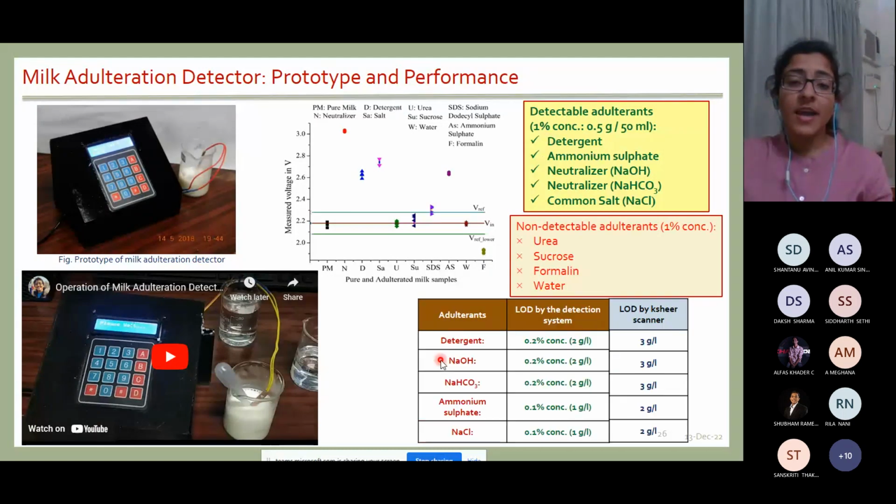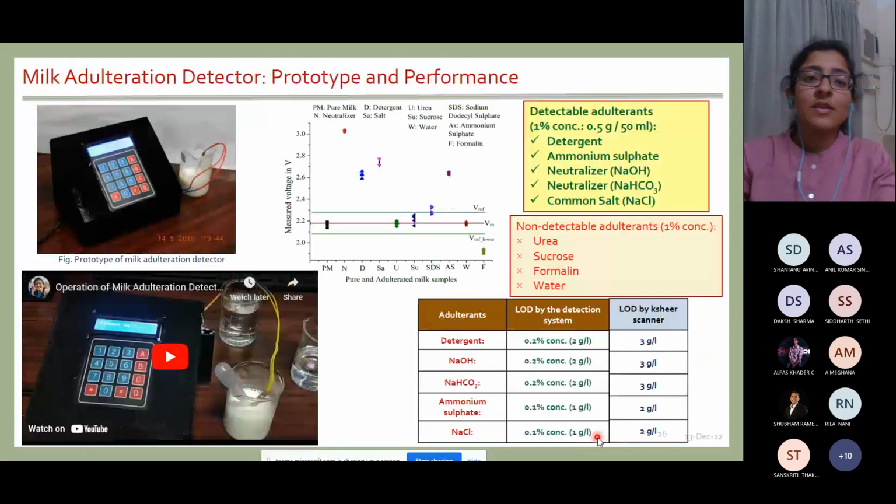We also did the limit of detection, called the LOD, that is the minimum quantity it can detect. We checked that limit of detection against the sheet scanner, which is an Indian product. They have claimed that it can detect these adulterants at these limits, and we found that we can detect lower than that limit. So we are happy that this instrument is working.